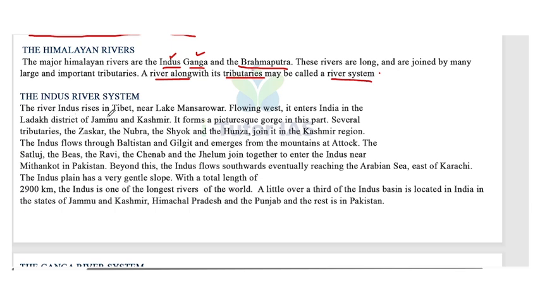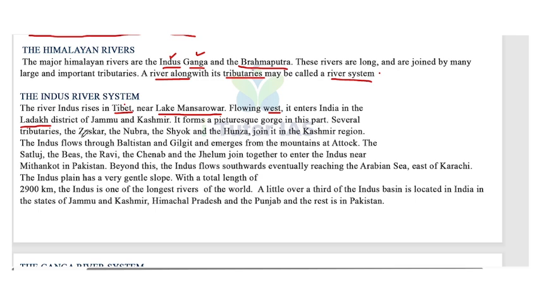The river Indus arises in Tibet near Lake Manasarovar, flowing west. Note this point, the Indus river is flowing west. It enters India in the Ladakh district of Jammu and Kashmir. So in Ladakh, it enters into India because it rises in Tibet, near the Manasarovar. It forms a picturesque gorge in this part.